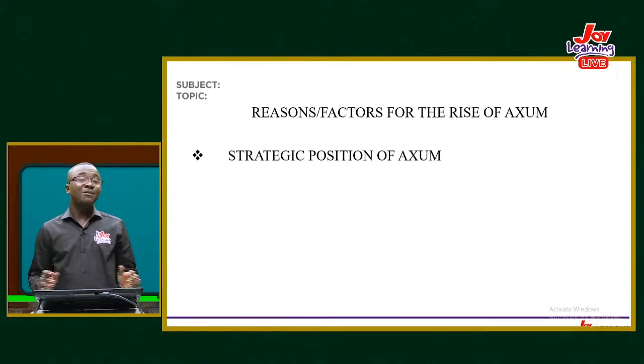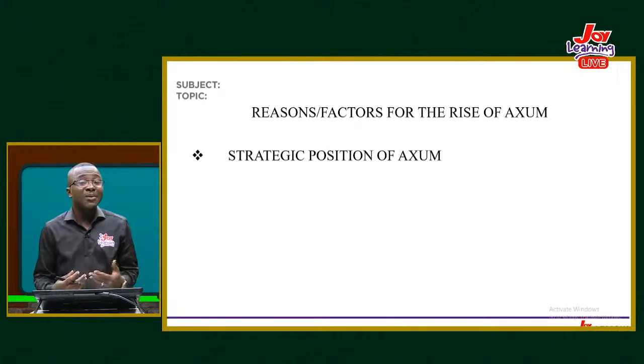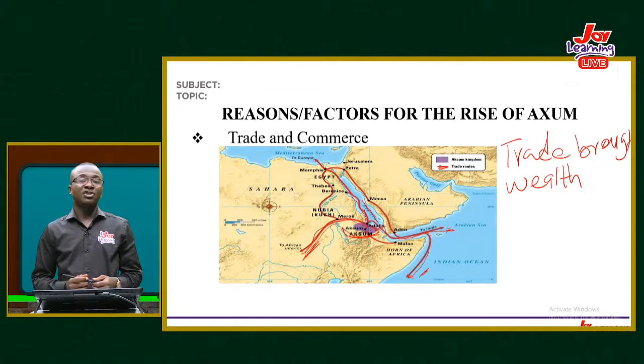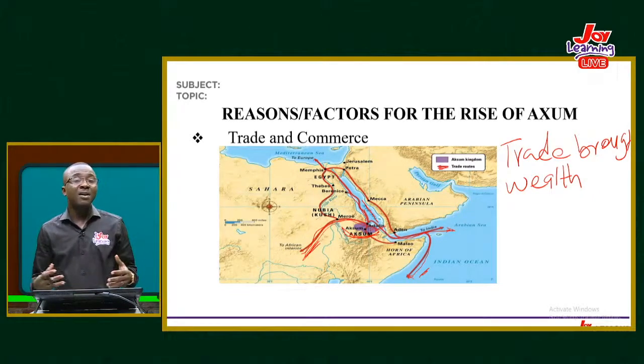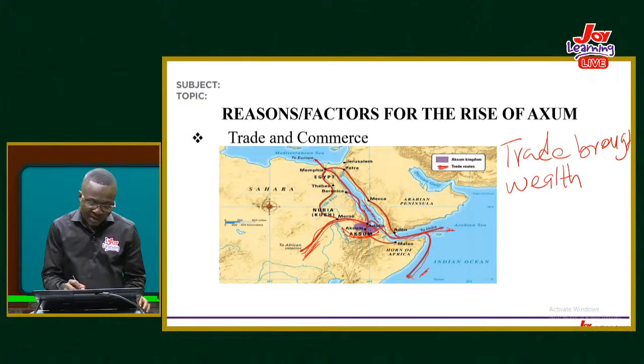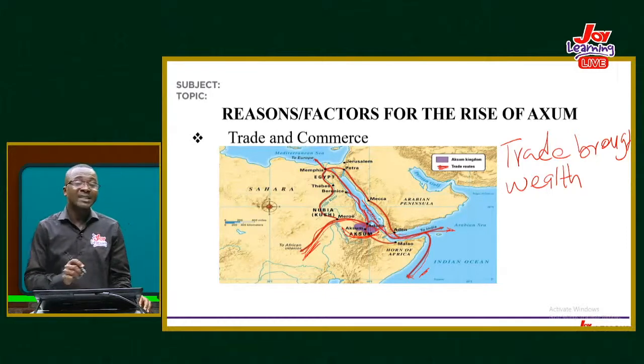So the next point we want to look at, which is closely related to the previous one we spoke about, is the strategic position. Earlier we spoke about the fact that various important trade items would have to pass through the routes of Adulis, the main port, before they are taken to the Mediterranean world and to the Indian Ocean.